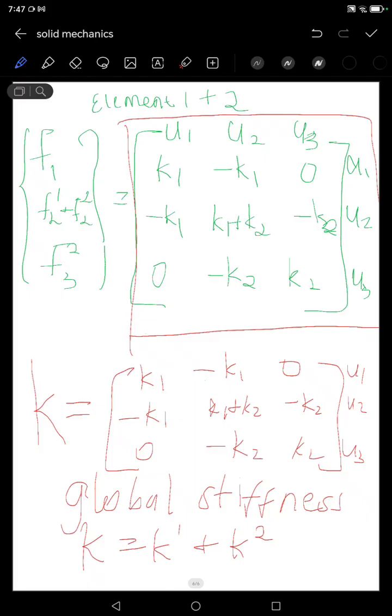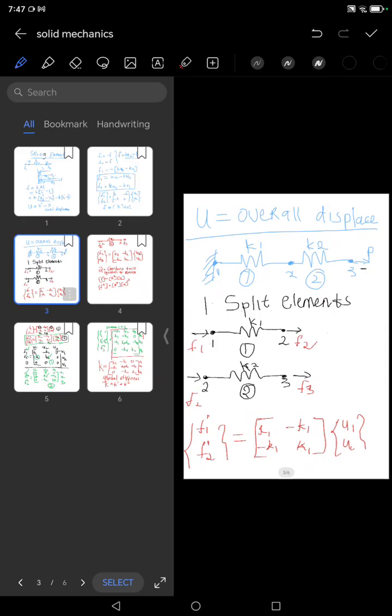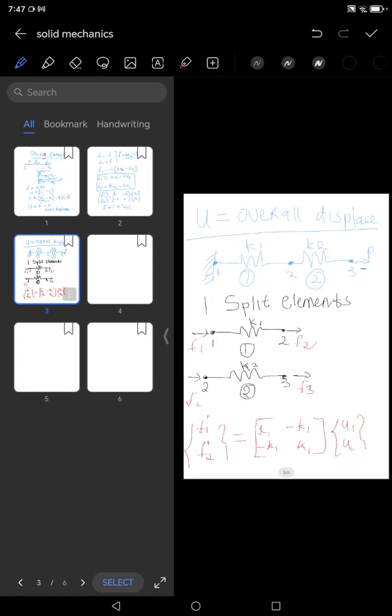Let me just go back a little bit. Yeah, here. So you see here, we have a wall at node 1, and then we have another node here at 2. We have a force at node 3. This is force P moving to the right. So here at node 1, note that we have a wall. So I just want to write this node down.